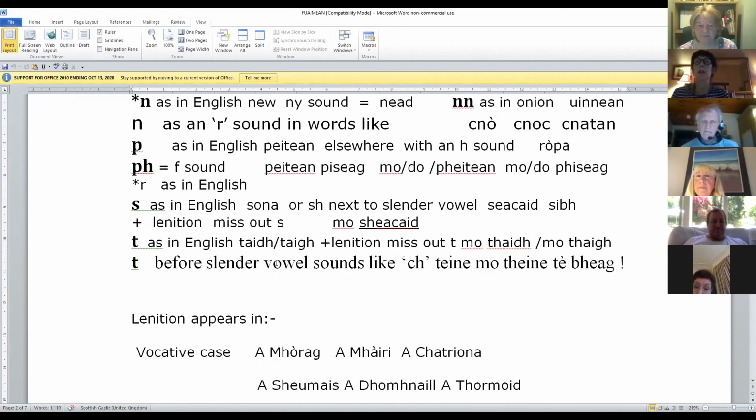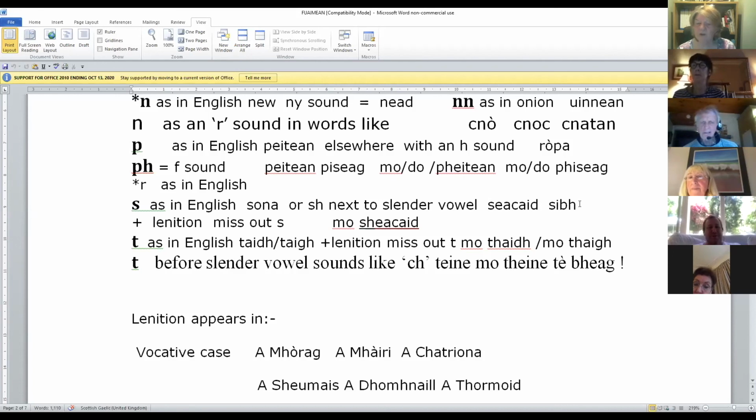R as in English, just as we saw in this word rope. S as in English, sonne, which is content, which hopefully you are in this lesson. Or next to a slender vowel, S-E or S-I, it becomes sh. Shehgaj. How many times have you said, have you found your jacket? So shehgaj, your jacket, okay? Sheave is you plural.